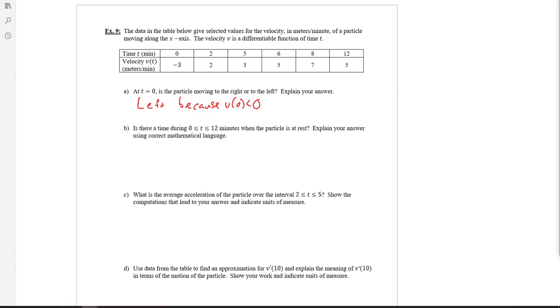I just use my graphing calculator here to pick a random number, and I have you guys. Oh, I thought I had you numbered. I don't have you numbered. Let me do that real quick.